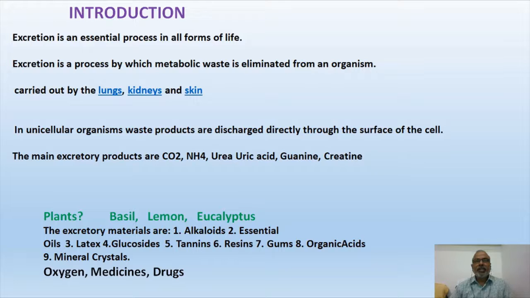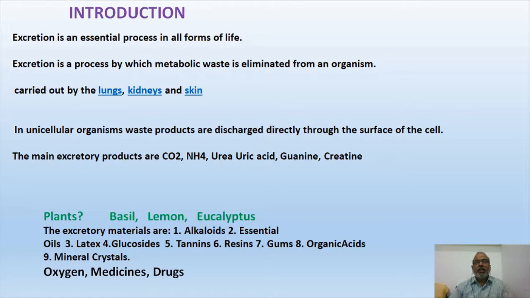Excretion in human beings is carried out by lungs, kidneys, skin, rectum and certain other organs. In unicellular organisms, waste products are discharged directly through the surface of the cell because unicellular organisms have no special organs of excretion. Take, for example, amoeba. Directly through the body surface, ammonia is eliminated. Of course, the excess of water in amoeba is eliminated by a special structure called the contractile vacuole. So the contractile vacuole is also useful for osmoregulation.